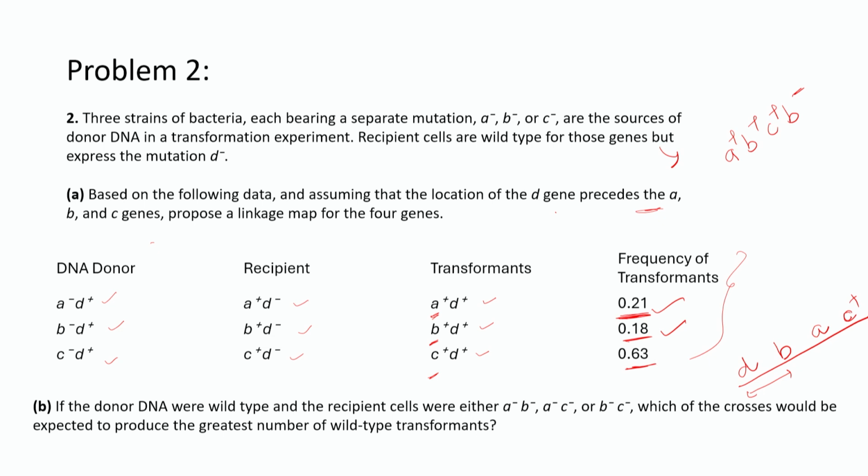The next question they are asking is, if the donor DNA were wild type, now they have changed it, and the recipient cell was negative for that, which cross would be expected to produce the greatest number of wild type transformants, right? The two genes that are closest to each other will give you the maximum number of wild type transformants, and if you see here, this will be A and B, because these two genes are closest to each other.